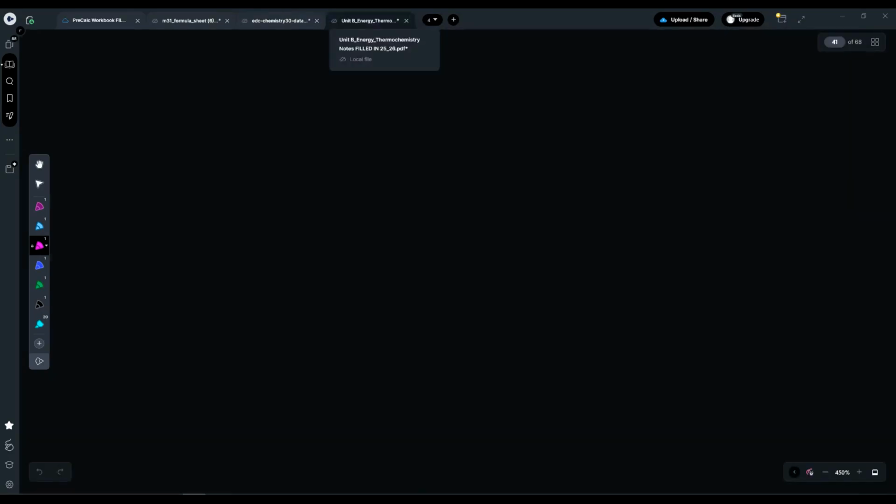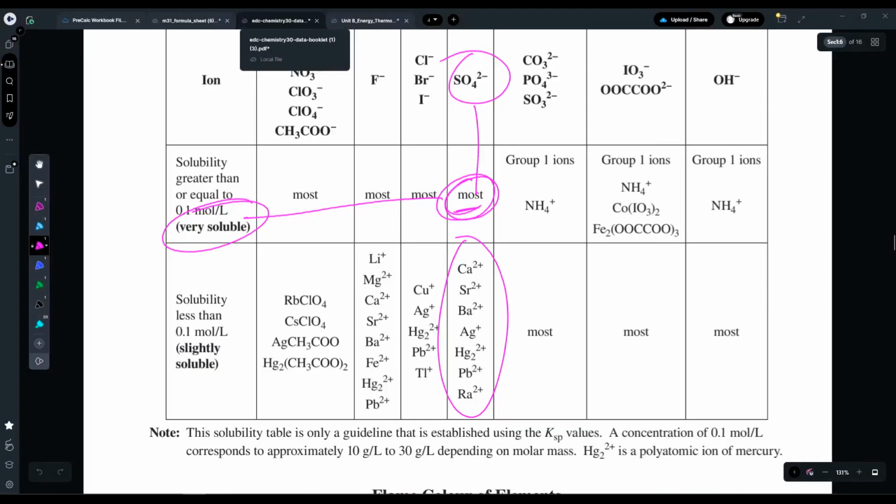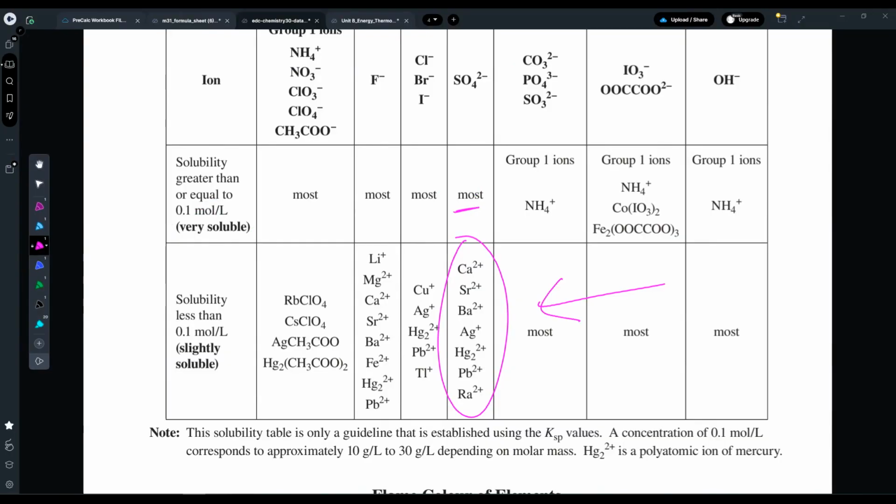So that means that this is going to be aqueous. Okay, just in case you were wondering, if you ever had a substance that you found in this last row, what you would put for the state for that substance would be just S for solid, because it's insoluble in water. Okay, but for us, sodium sulfate fits under most, so it's very soluble.